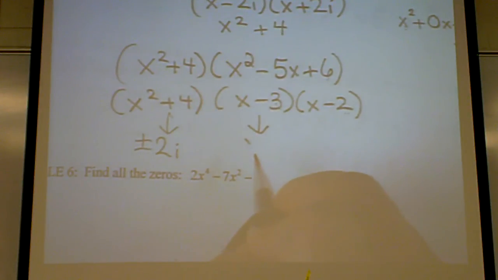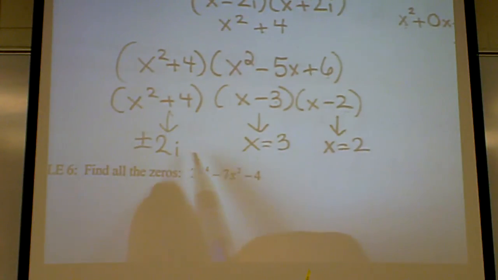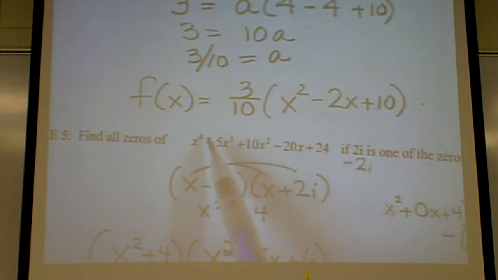x equals 3, and x equals 2. Do we have 4 zeros accounted for? Yep, done.